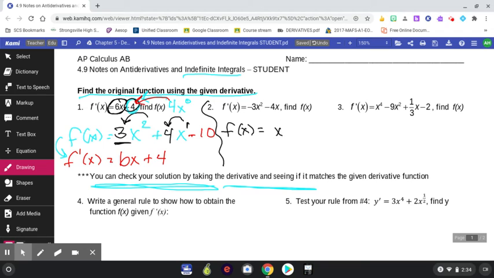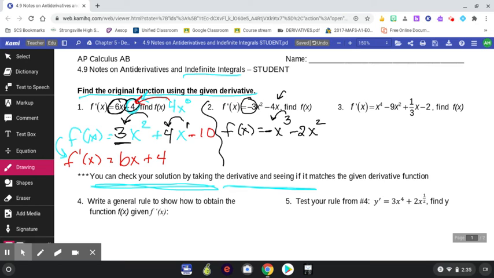I'm going to add 1 to that exponent. And then I have to think, what would I have to multiply my exponent by to get negative 3? Well, I'd have to multiply by a negative 1, okay? Again, same thing here. I'm going to up my exponent. And what would I have to multiply 2 by to get negative 4? Well, I'd have to multiply by negative 2.